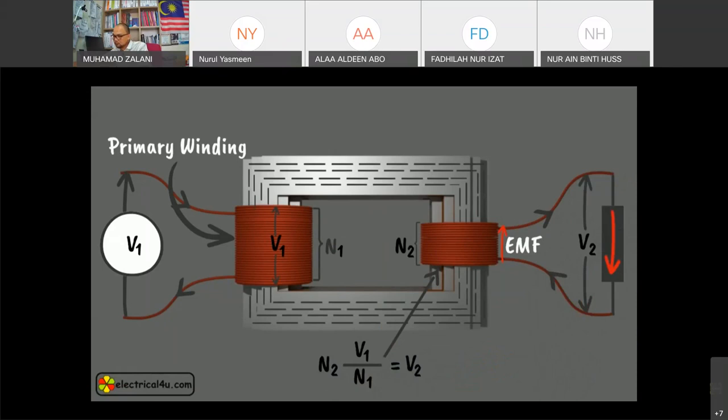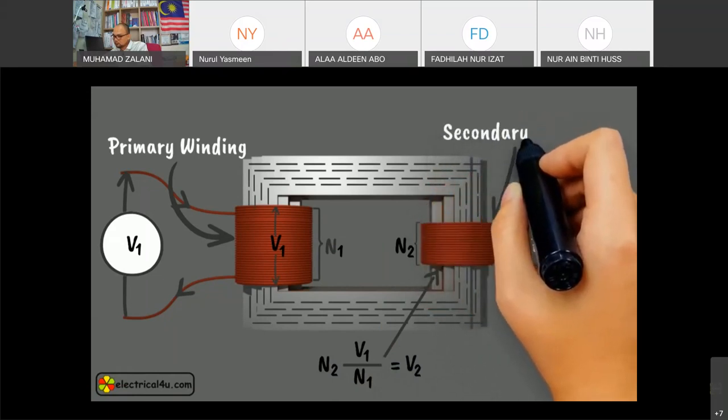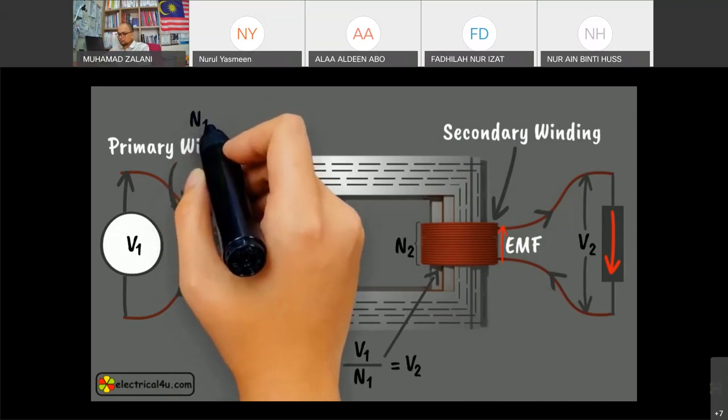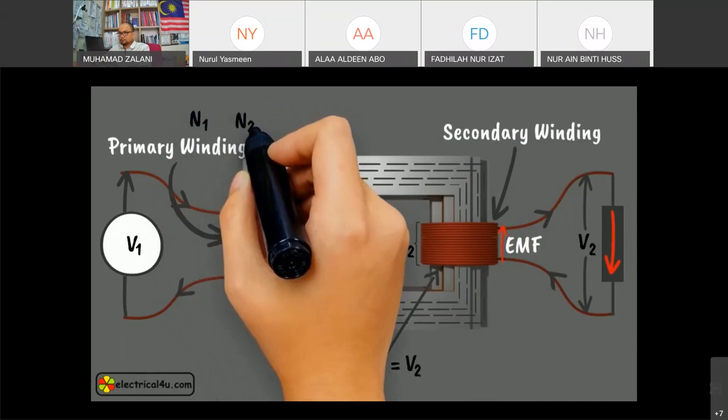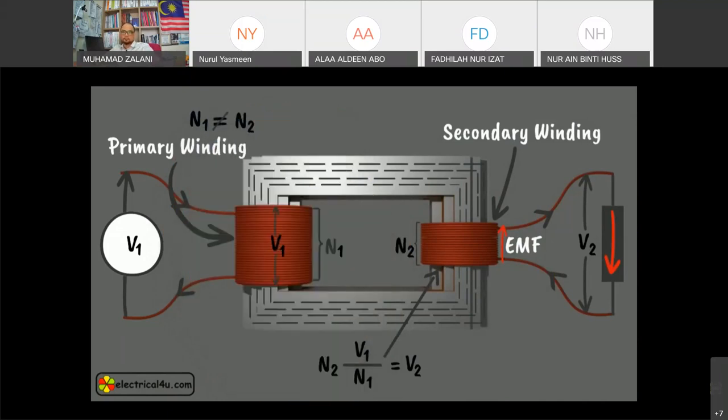Normally in a transformer, the second winding is connected with a load circuit. This winding is referred to as the secondary winding. If the number of turns of the secondary winding is not equal to that of the primary winding, that is, if N2 is not equal to N1, then the secondary voltage of the transformer is different from the primary voltage.